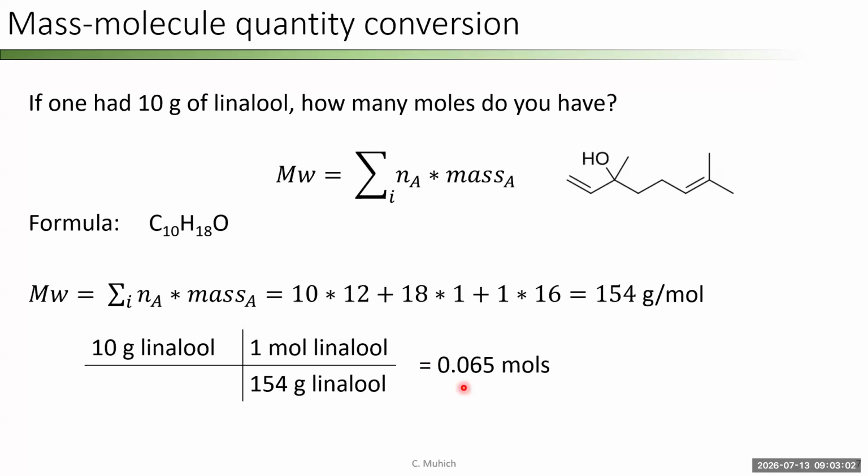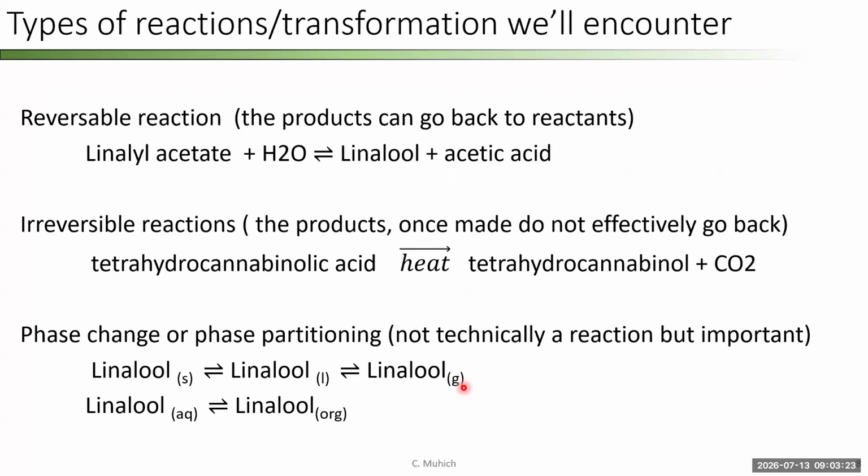Now I have a way to convert back and forth between mass and how many molecules. From how many molecules, when I undergo a chemical reaction, I can determine how many products, etc. I have. Right. So within reactions, we're going to consider several different classes of reactions.